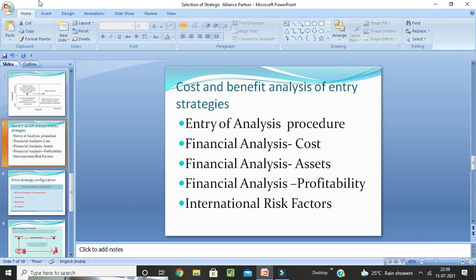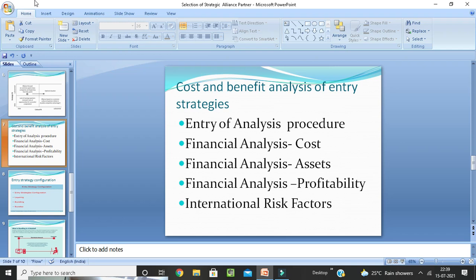Next one is financial analysis cost. So what is happening here? To establish such cost, local material cost, local wage levels, and tariffs on imports will have to be considered. Further, the variable cost also varies in accordance with the entry strategy alternative adopted.